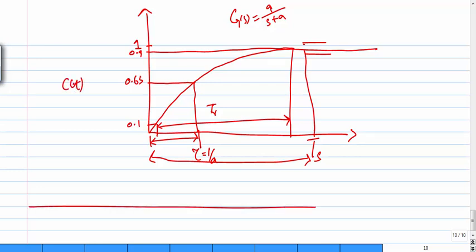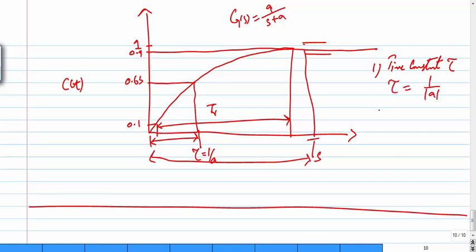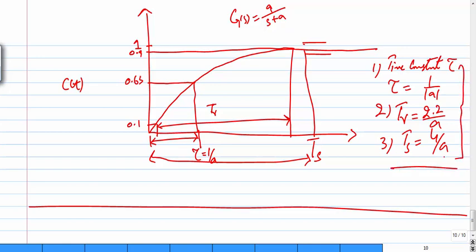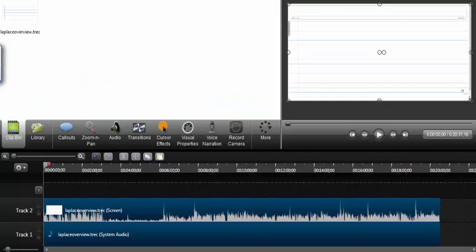So this is the first order response, and it has three properties. Remember that the first one is the time constant, denoted by tau, and tau is equal to 1 over the magnitude of a for this particular transfer function, which has a on the top as well. Similarly, the rise time is 2.2 divided by a, and third is the settling time, which is equal to 4 divided by a. So these are the properties of the first order system. There is no overshoot, nothing like that. Okay, so I will stop here. We will continue further in the next lecture.